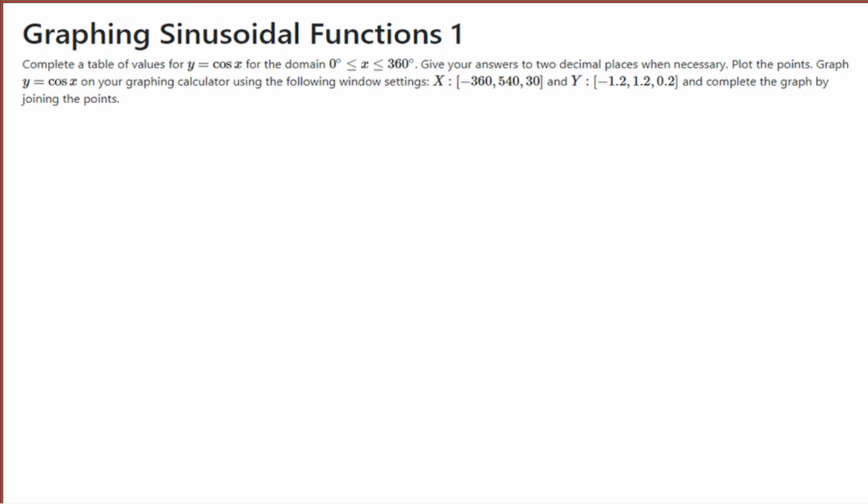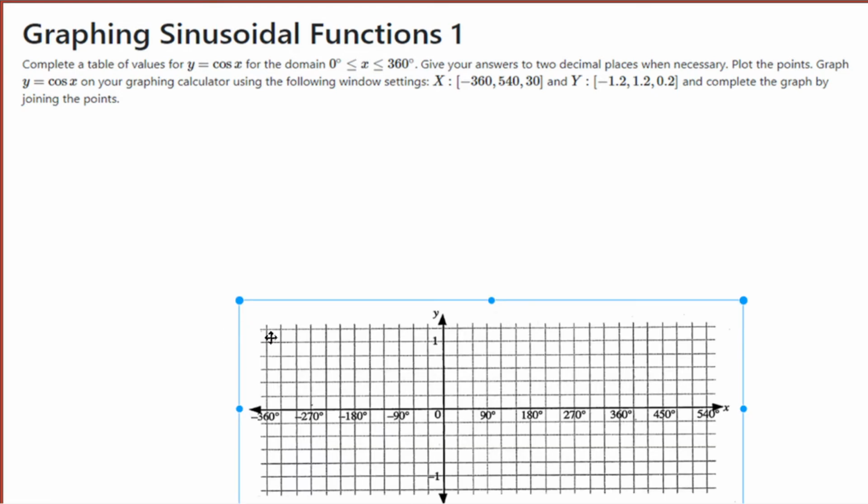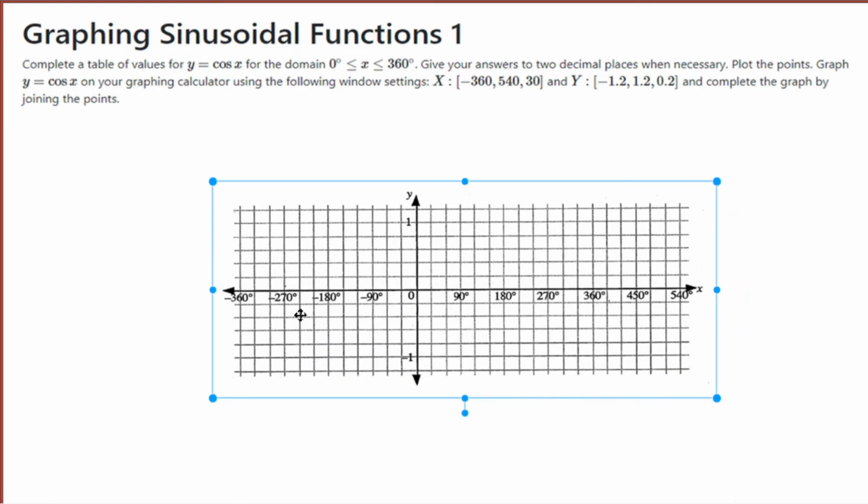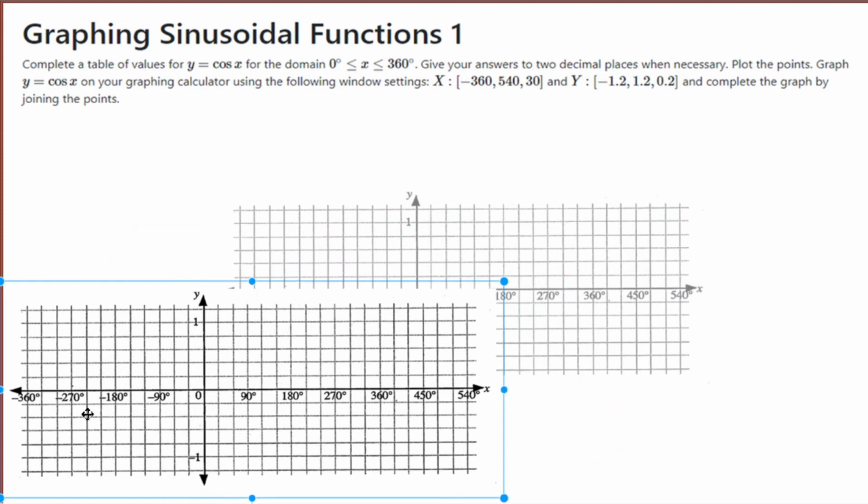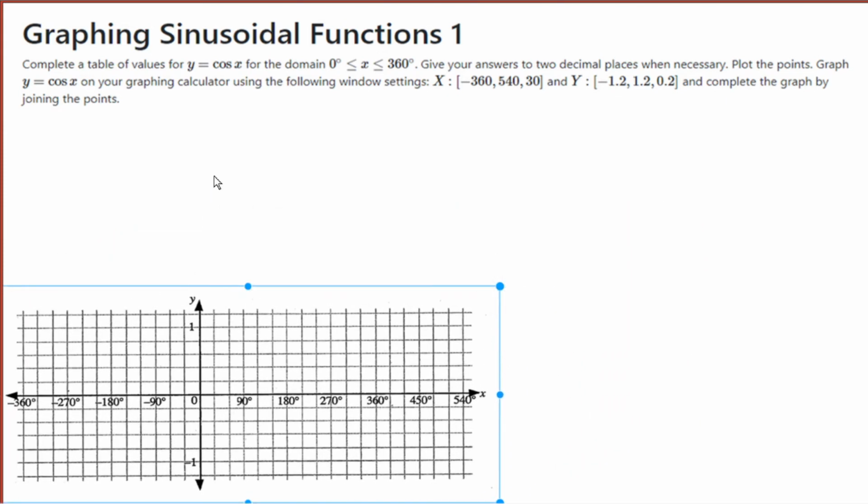So first we're going to put in a grid. This is where we're going to be graphing the cosine of x. And the first thing we're asked to do is to create a table of values for y equals cosine of x. So the independent variable here is x, so it's going to be x here. And then we have y equals cosine of x.